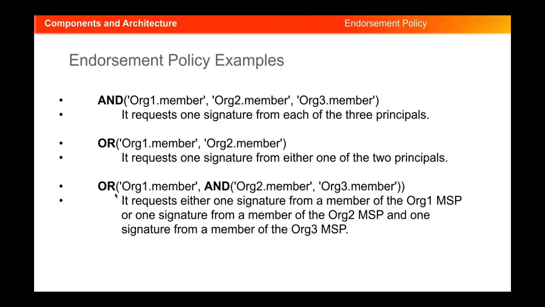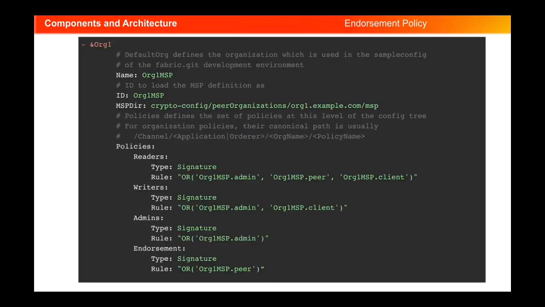So this is how endorsement policies are written as a statement. We will look into the details when we go into the configuration files in the lab section. Just to give a quick overview, this is how the configuration file looks when we are setting up the Fabric network.